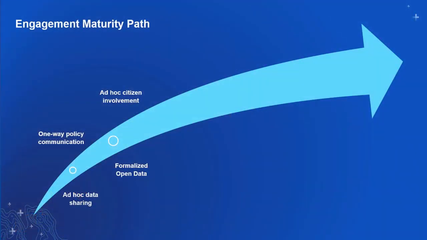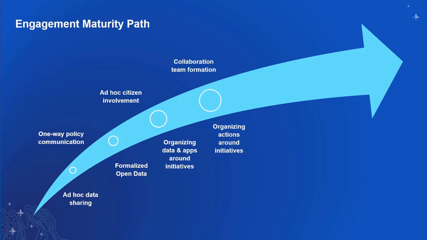That's where people start, is I'm going to create a site, maybe do some open data, but we encourage you to go a little step further, which is to put a narrative around it and organize your content around a particular initiative. So organizing your data, your apps, and then even thinking about how do you organize a team around that, and maybe some actions around initiatives. So really just initiative thinking.